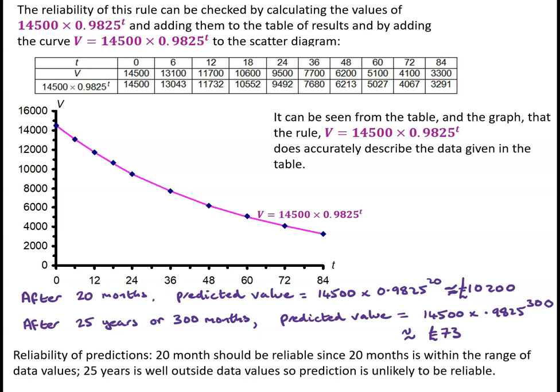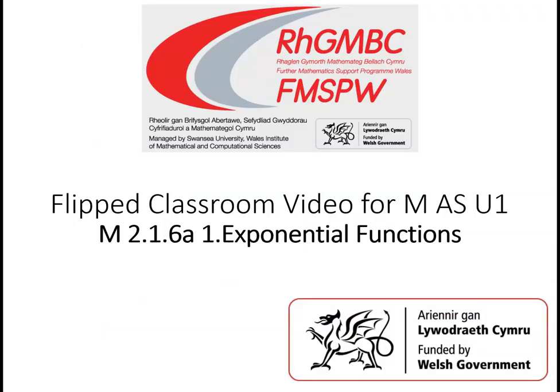So the 20-month value is reliable because 20 months is well within the range of data values. The 25 years value is well outside the data values, so the prediction is unlikely to be reliable. And that ends our first look at exponential functions.